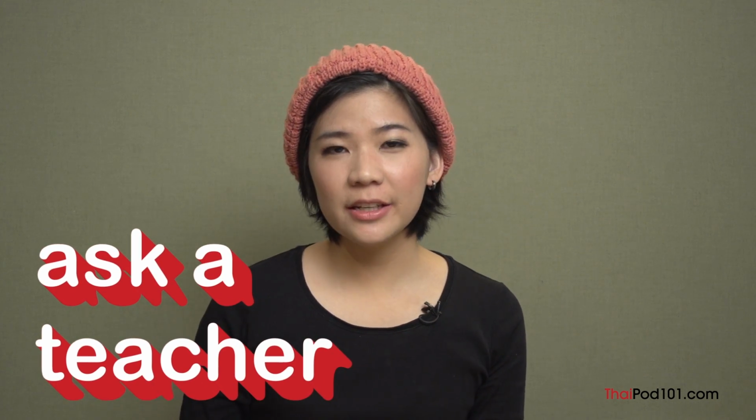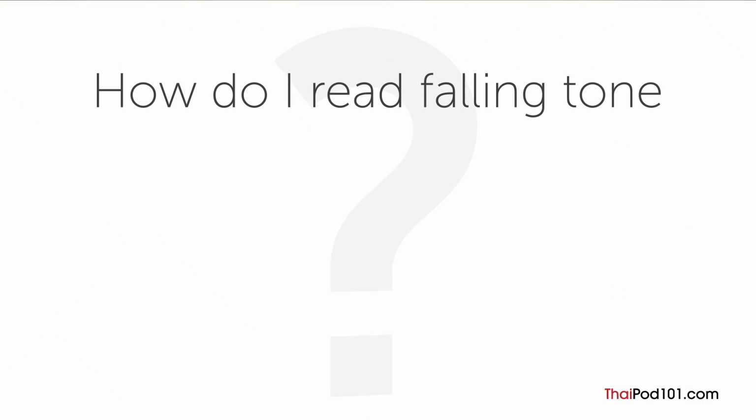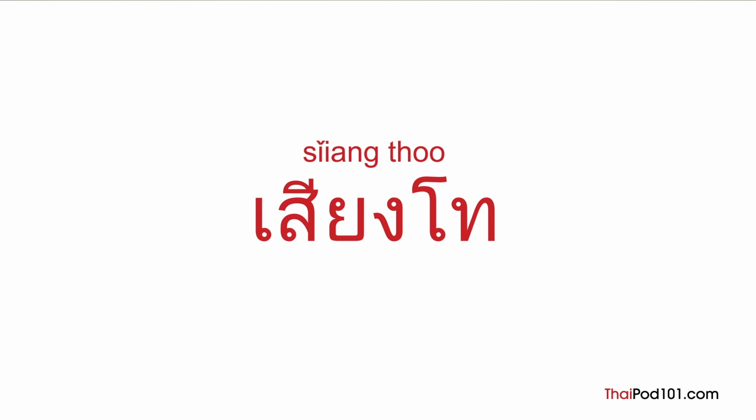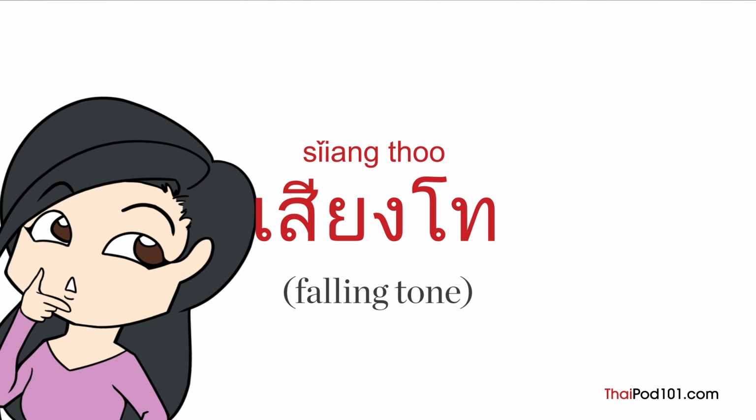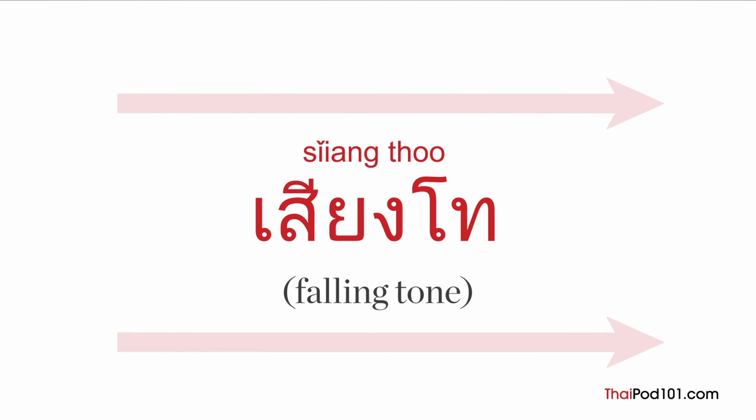Welcome to Ask a Teacher, where I'll answer some of your most common Thai questions. The question for this lesson is, how do I read falling tone or เสียงโท of Thai? The third tone of Thai language is called เสียงโท. In English, we describe it as a falling tone. Falling tone is one of the trickiest tones in Thai, as the sound contains both high and low pitches.